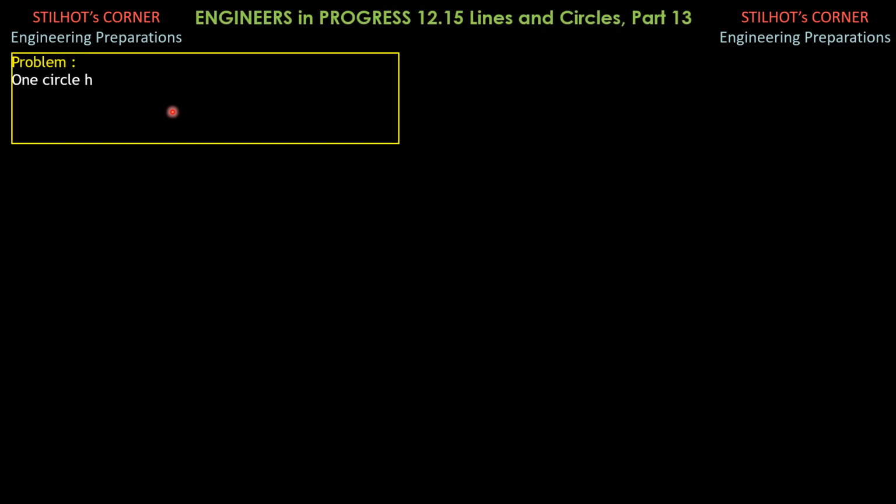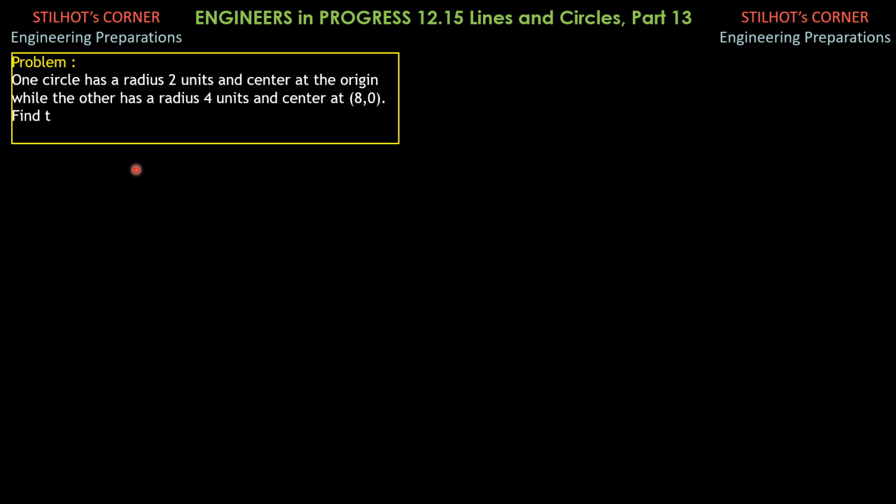So here we go. One circle has a radius of 2 units and center at the origin, while the other has a radius of 4 units and center at (8, 0). Find the equations of the two external tangents and the two internal tangents.